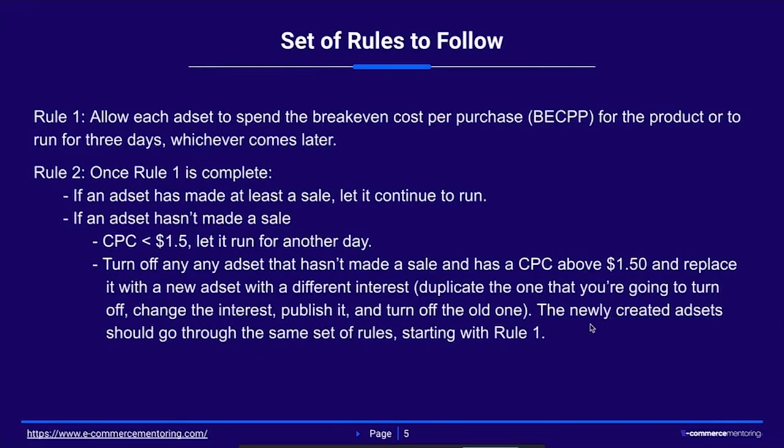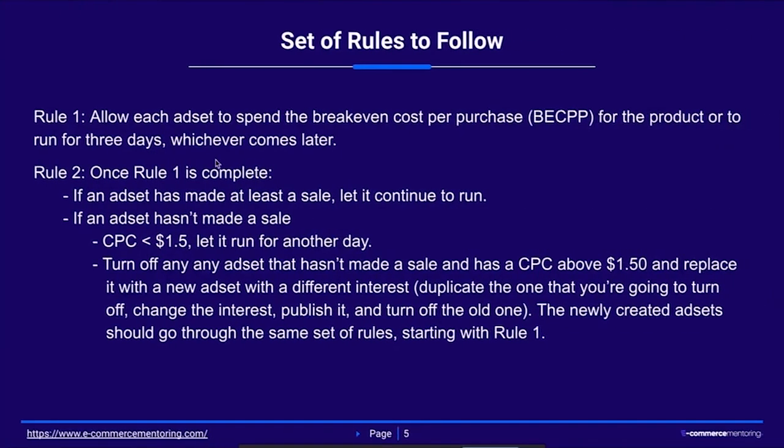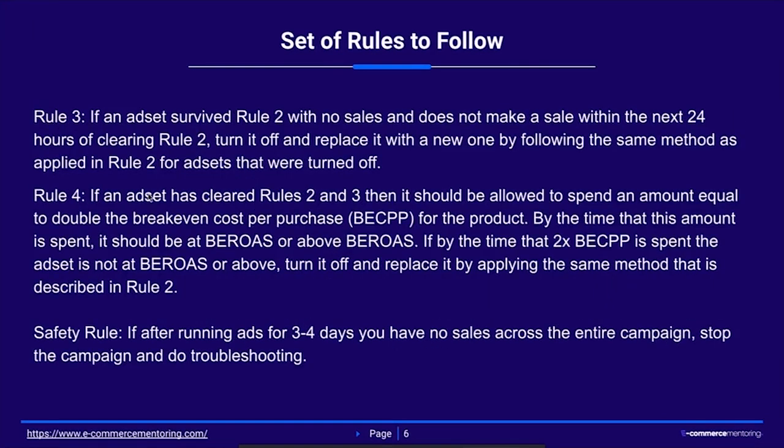Now the newly created ad set should go through the same set of rules starting from rule 1. So this ad set, which is the living room, which we just created, should again go from rule 1. Okay. Now the next rule is if an ad set survived rule 2 with no sales and does not make a sale within the next 24 hours of clearing rule 2, turn it off and replace it with a new one by following the same method as applied in rule 2 for ad sets that were turned off.